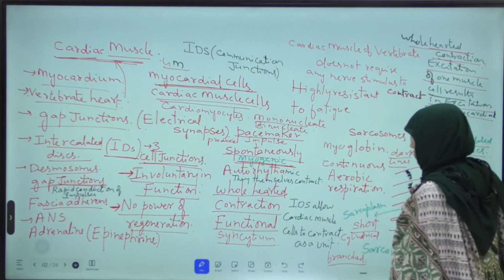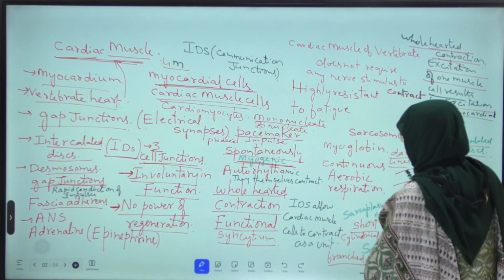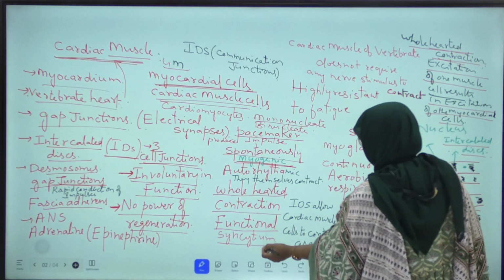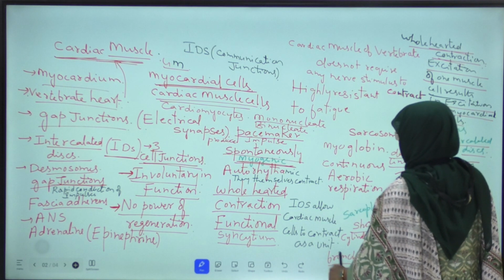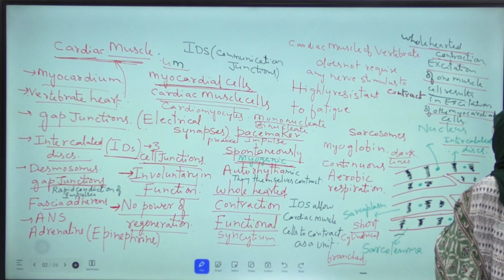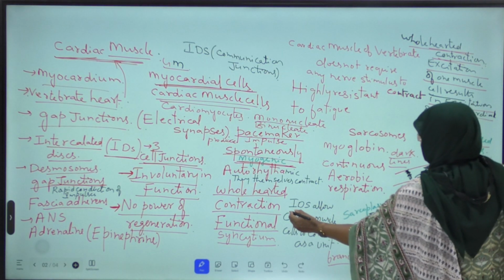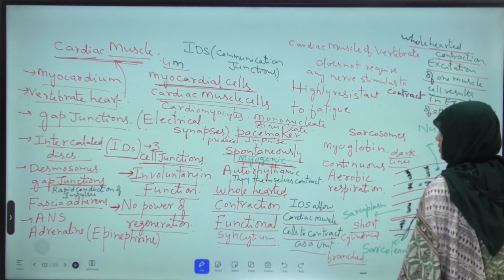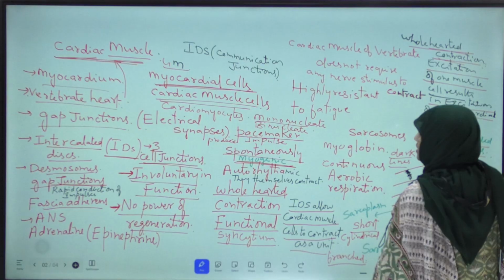Functional syncytium means this cardiac muscle allows all the cells to contract as a unit. Okay, and what are IDs? Intercalated discs, the dark lines present across the cardiac muscle. This intercalated disc allows cardiac muscle cells to contract as a unit. Hence this cardiac muscle is called a functional syncytium.